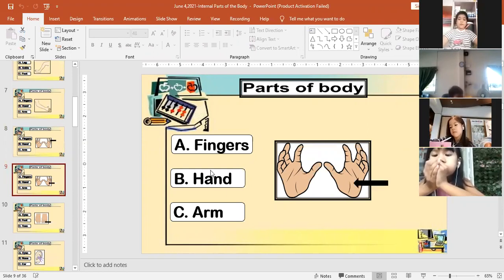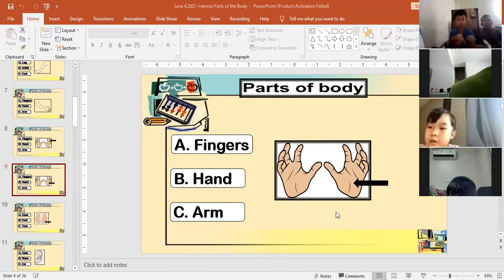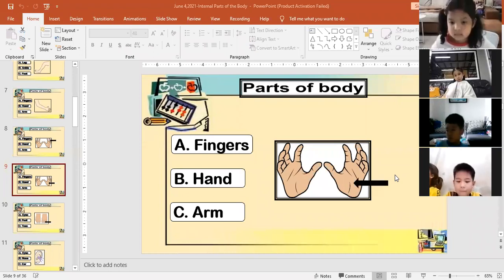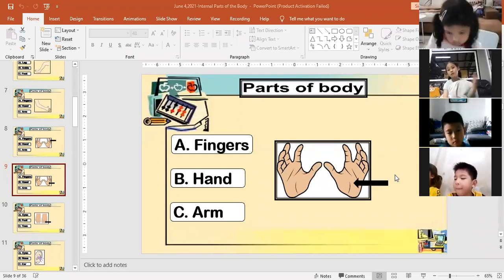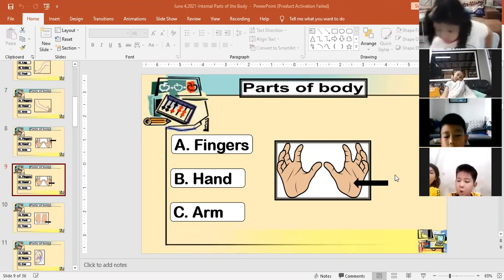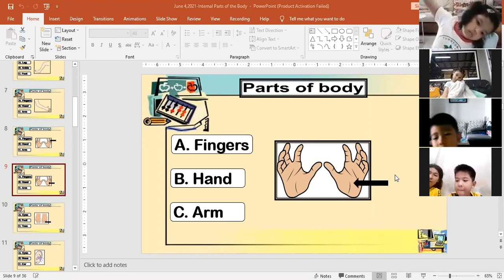How about this one? Letter A, fingers. Letter B, hand. Or letter C, arm. Hand. Who wants to answer? Raise your hand. Who wants to answer? I will call Krichanapat.